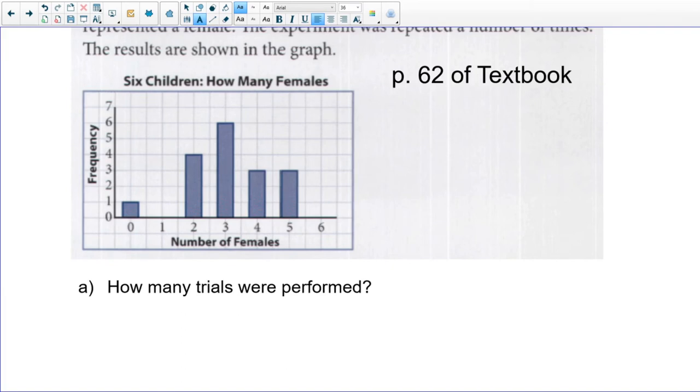So how would we figure that out? Well, these are the frequencies of how many times we got females in our coin tosses. Okay, so we got no females the first time. Now that means that out of the 6 dice rolls, none of them were females. Okay, so that means all of them were males.